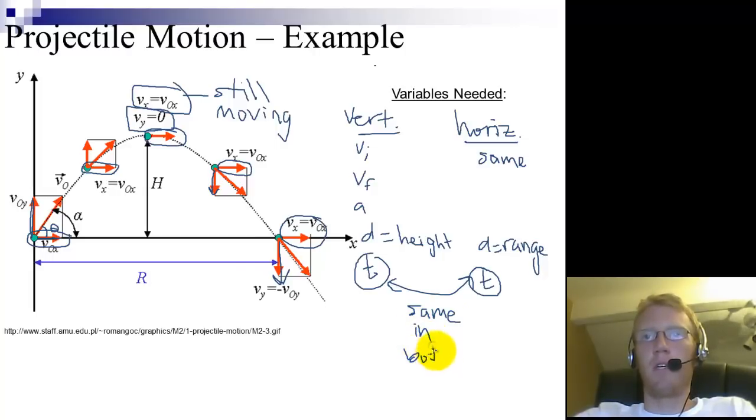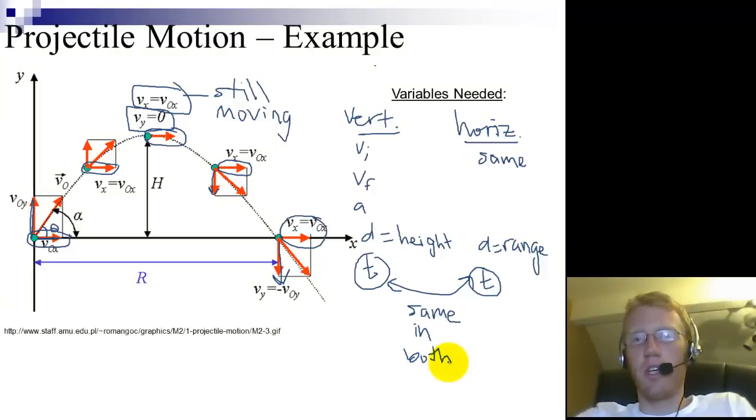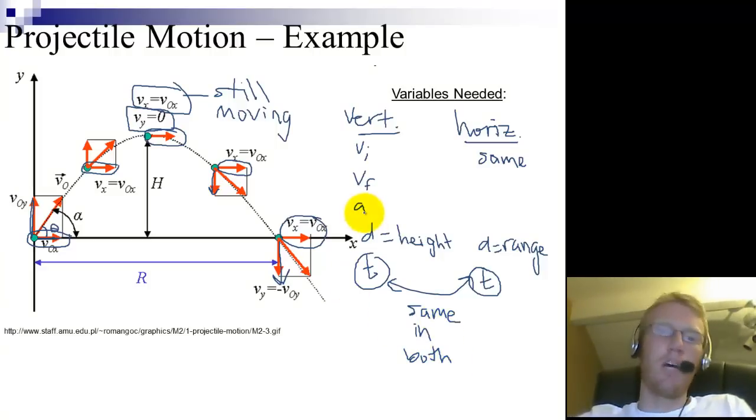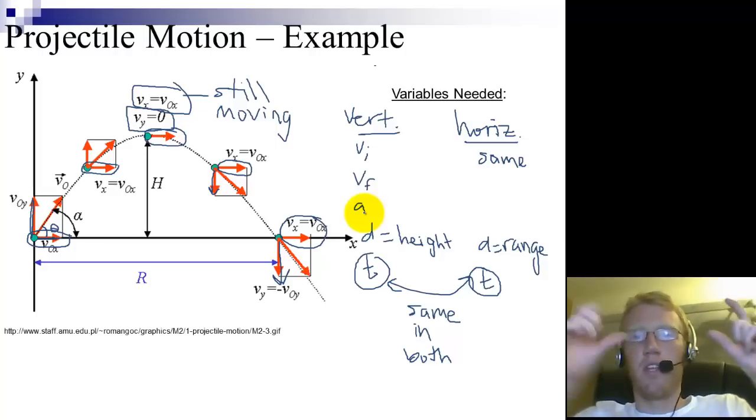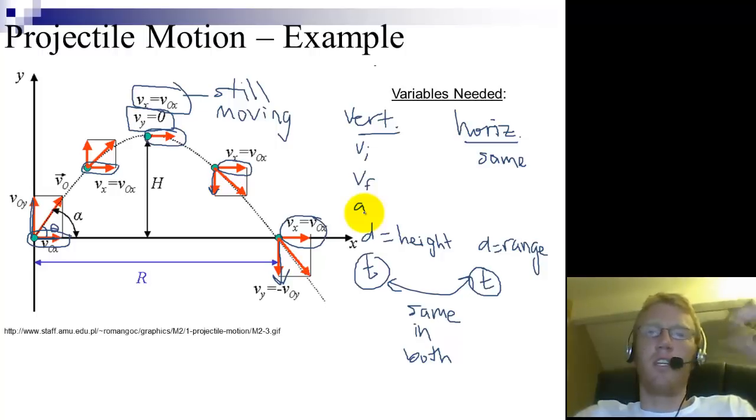So the time it takes for a certain event to happen is the same regardless of which axis you're looking on. However, the acceleration up and down could be different than the acceleration side to side. The height that it goes could be different than the length that it goes. And the initial and final velocities in the vertical direction could be different than the horizontal direction. So time is the only thing that's consistent across both. All the other variables will be, or could be, different.